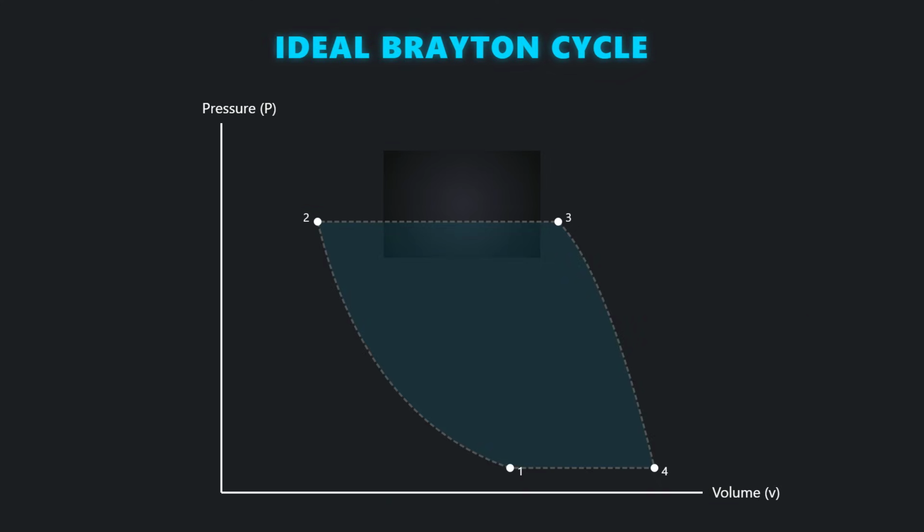The ideal Brayton cycle models the gas turbine using 4 distinct reversible thermodynamic processes. Process 1 to 2 represents isentropic compression, where the pressure and temperature of the air increase without any change in entropy. Process 2 to 3 is defined as isobaric heat addition, simulating the combustion chamber. During this stage, thermal energy is added at a constant pressure, establishing the maximum cycle temperature designated as T3.